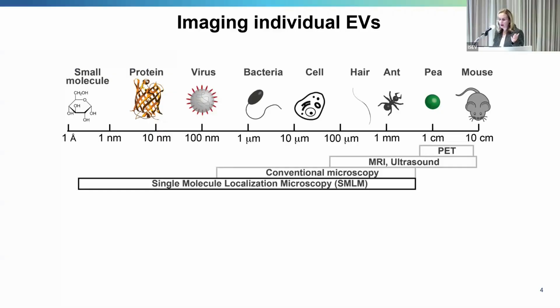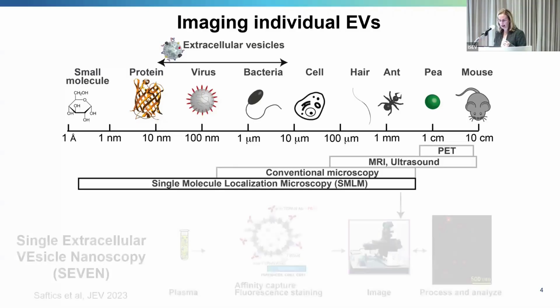And why do we care, right? Well, extracellular vesicles have a really wide range of sizes. They can go down to 30 nanometers and up to 10 microns, if you look at the oncosomes. So we have this inherent heterogeneity in these vesicles, and we need to find techniques that can describe them well. SMLM, or single molecule localization microscopy, is ideal for that particular task.